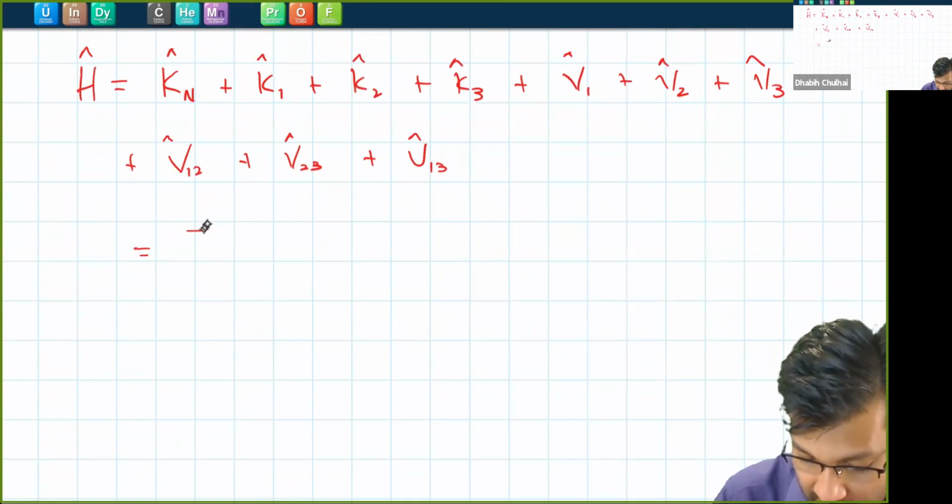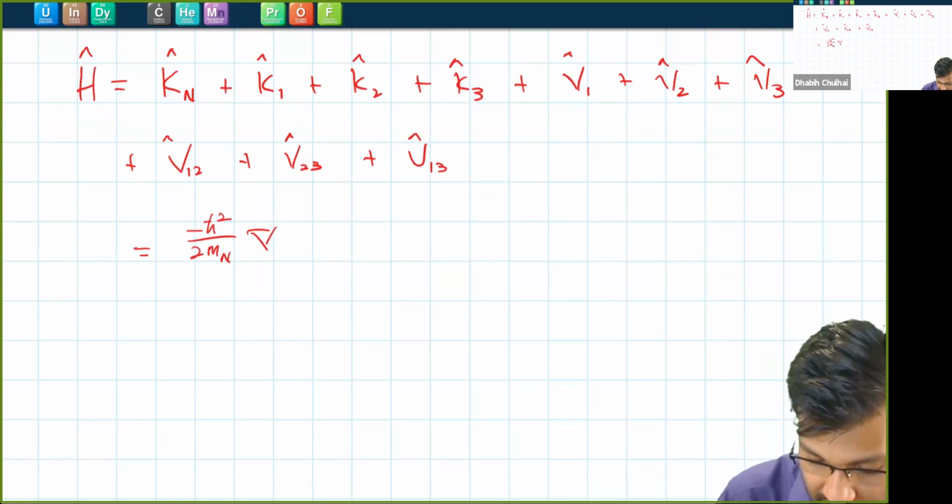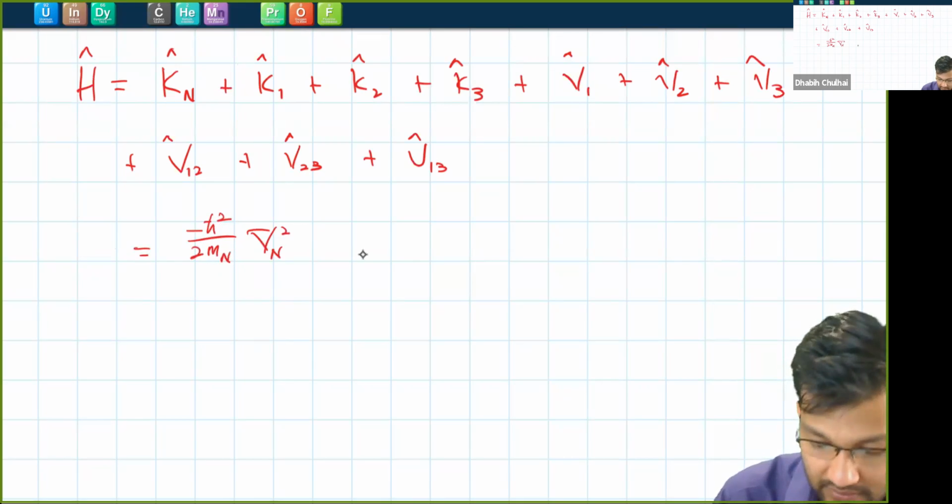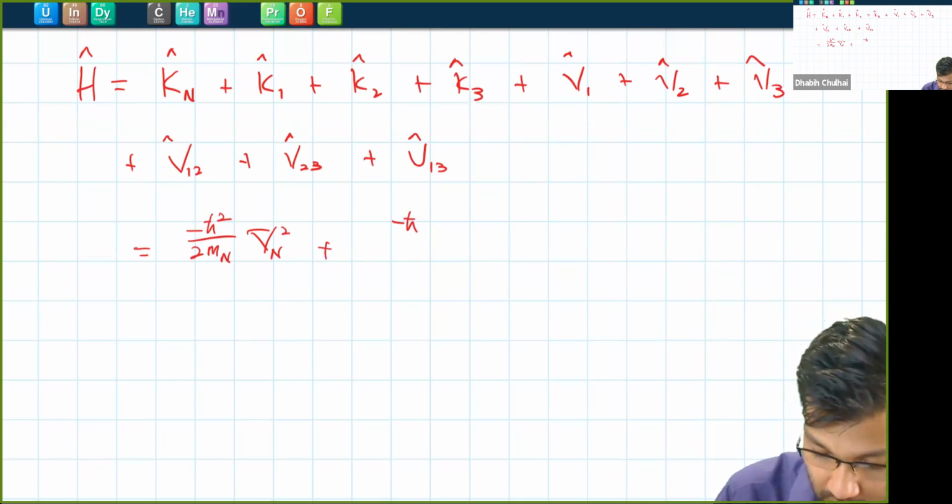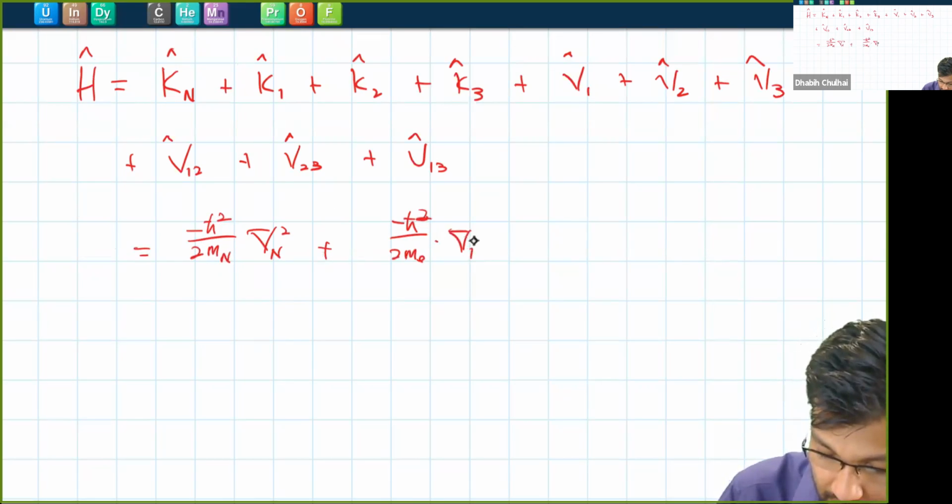Kinetic energy of the nucleus, negative h bar squared over 2 times the mass of nucleus times the second derivative of the nuclear coordinates. Kinetic energy of electron 1, like this. Kinetic energy of electron 2.